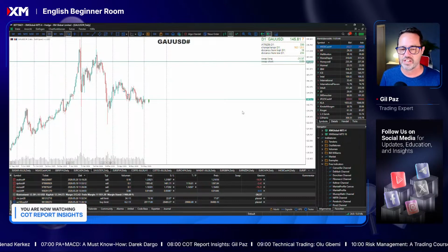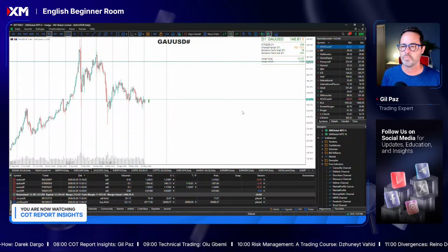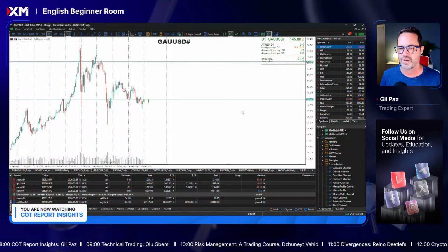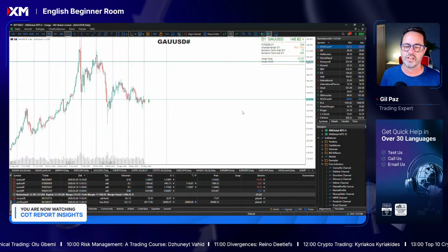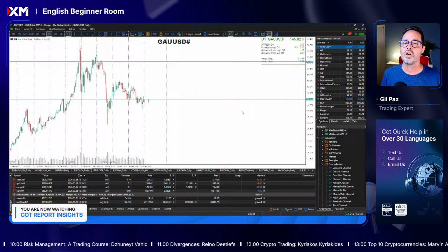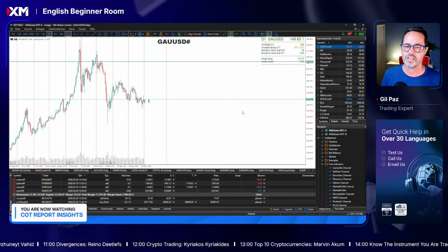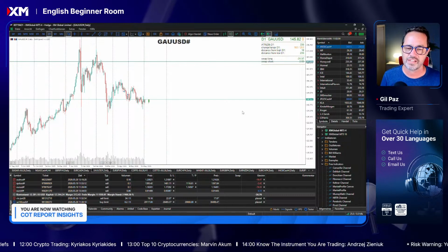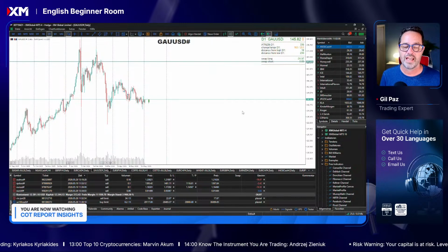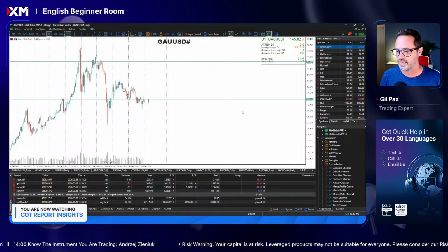Now, in this session, I will talk about the COT report. The COT report is a report that is published once every week by the CFTC, that's the US regulation, and it shows me how professional investors are positioned in the market, also in Forex markets, also in indices, also in commodities. And this is probably the most important tool that I use for my trading strategy.